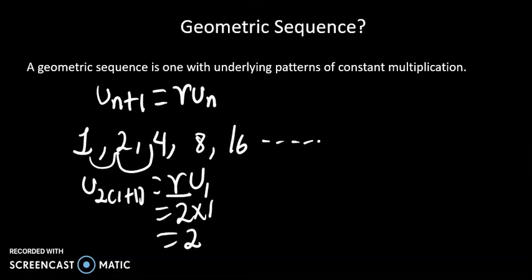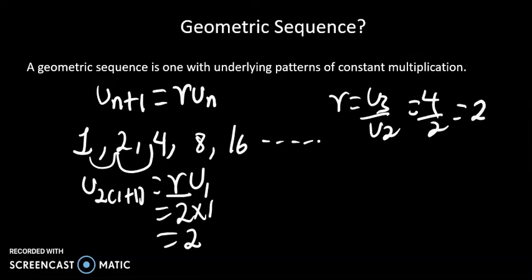So r is our constant ratio, and the way we can find it is by simply dividing consecutive terms. For example, if I divide u3 by u2, I get r. That's 4 divided by 2, that's 2. So yeah, that's it basically.